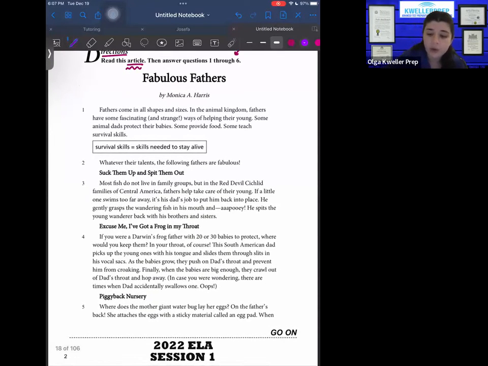The other thing that I always teach my students is to read the title. So the title provides us the first insight into what the topic is and what the main idea is. So this is Fabulous Fathers. Okay, and then after that, we go on to read.